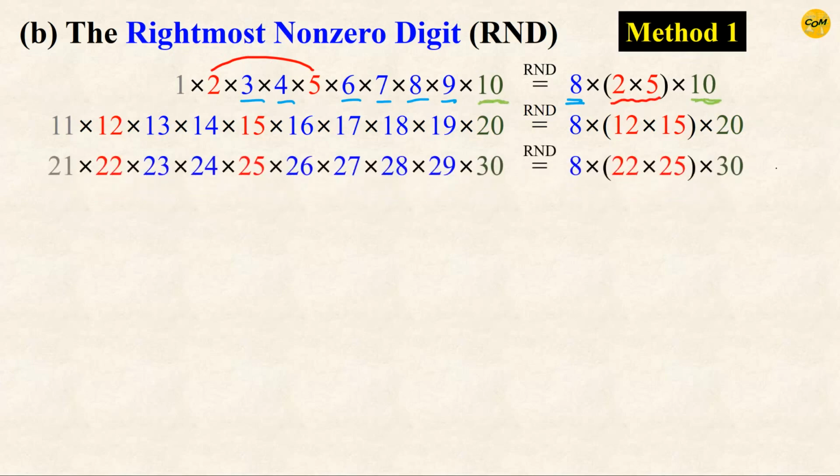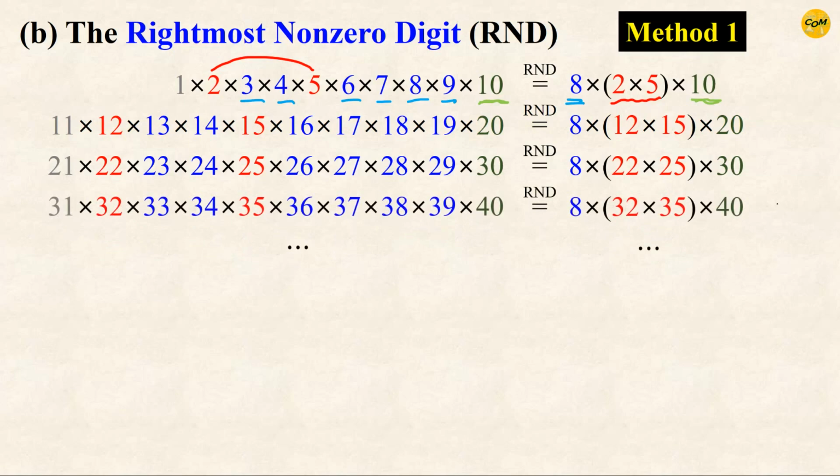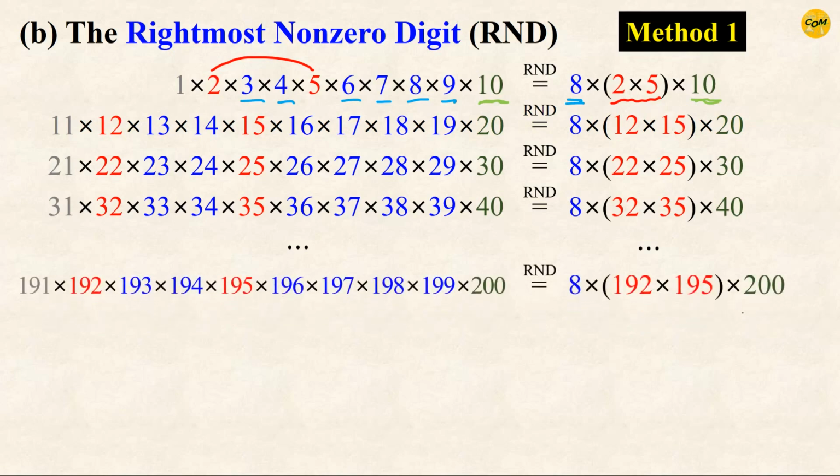And we can say a similar thing for the next 10 numbers. The product from 21 to 30 has equal rightmost non-zero digit with 8 times 22 times 25 times 30. And for the next 10 numbers, we have equal rightmost non-zero digit with 8 times 32 times 35 times 40 and so on. And in the end, we have 191 times 192 times all the way up to 200, which has equal rightmost non-zero digit with 8 times 192 times 195 times 200.